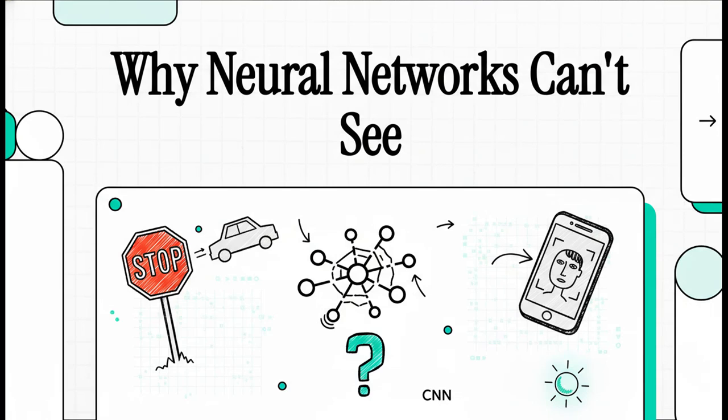You ever stop to think about how a self-driving car spots a stop sign? Or how your phone just knows it's your face? We see things without even trying, but teaching a computer to do that? Well, that's one of the biggest challenges in AI. Turns out, your standard run-of-the-mill neural network is basically blind to images. Today, we're going to find out why and dive into the brilliant solution that finally gave computers sight.